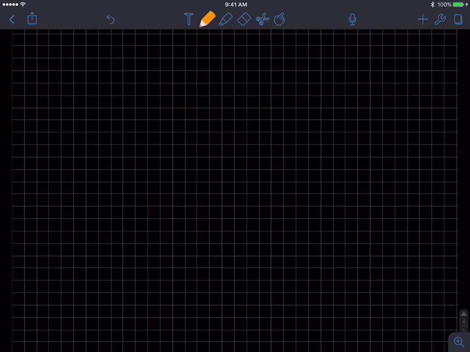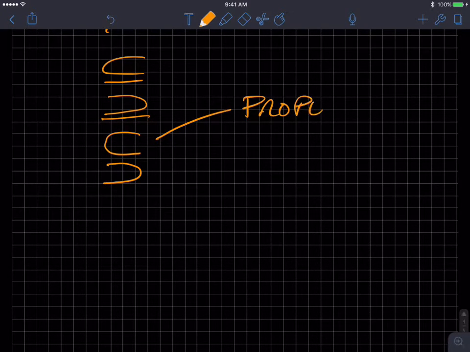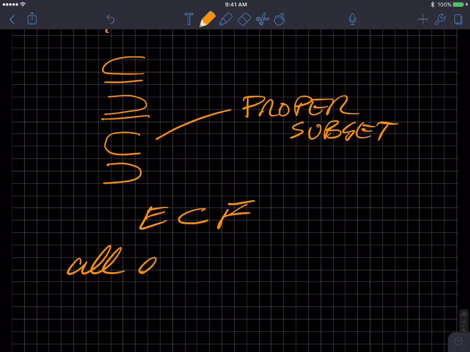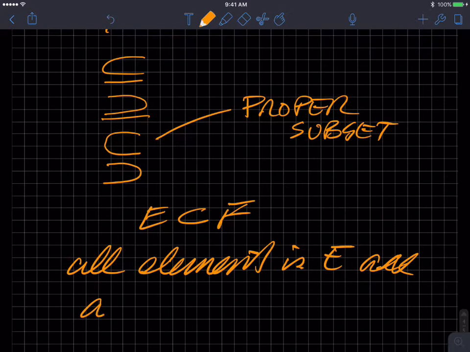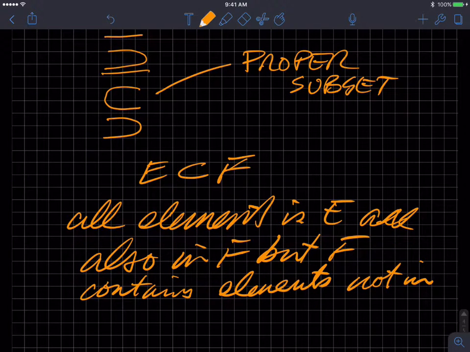Definition-wise, that's correct. The other symbols related to that: again, this is subset. This is the same idea, except in the other direction. And this is proper subset. So when I say something is a proper subset, let's say that E is a proper subset of F. That means that all elements in E are also in F, but F contains elements not in E. In other words, there have to be extra elements in F that are not located in E.